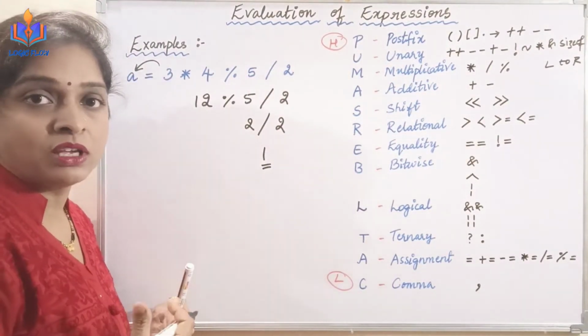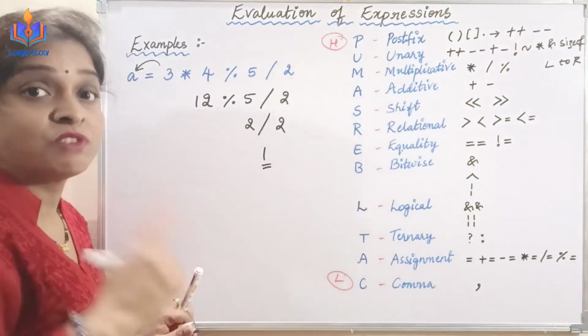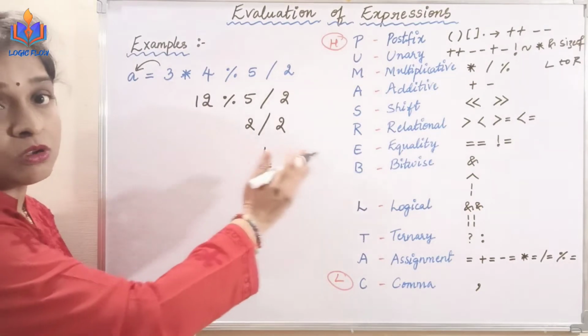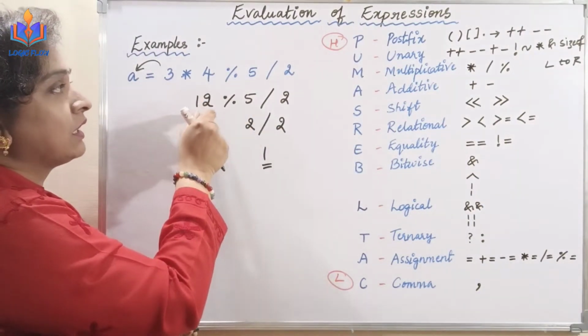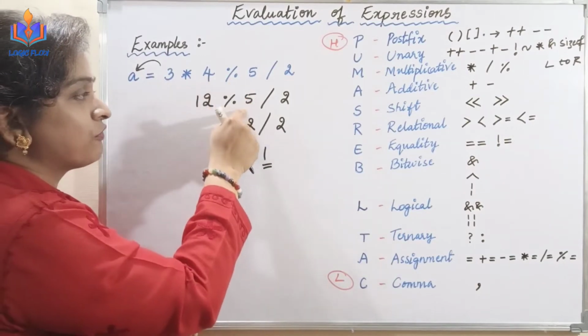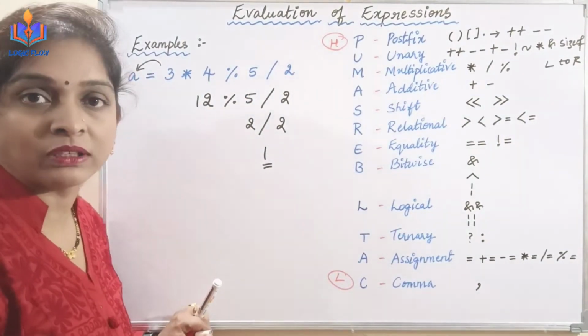So this is how we evaluated this expression having the same level of precedence with associativity from left to right. I evaluated 3 * 4 and took the result, then that value modulus 5, then that value divided by 2. My final answer is 1.